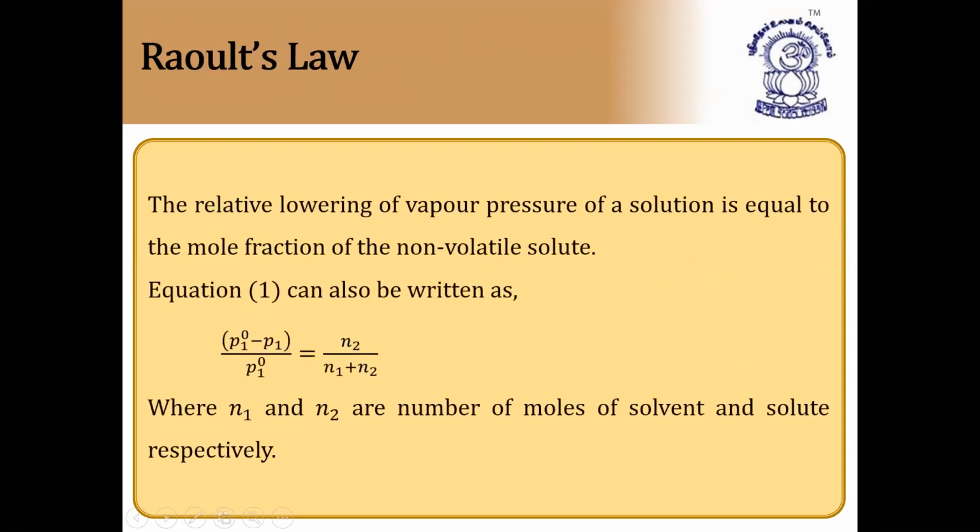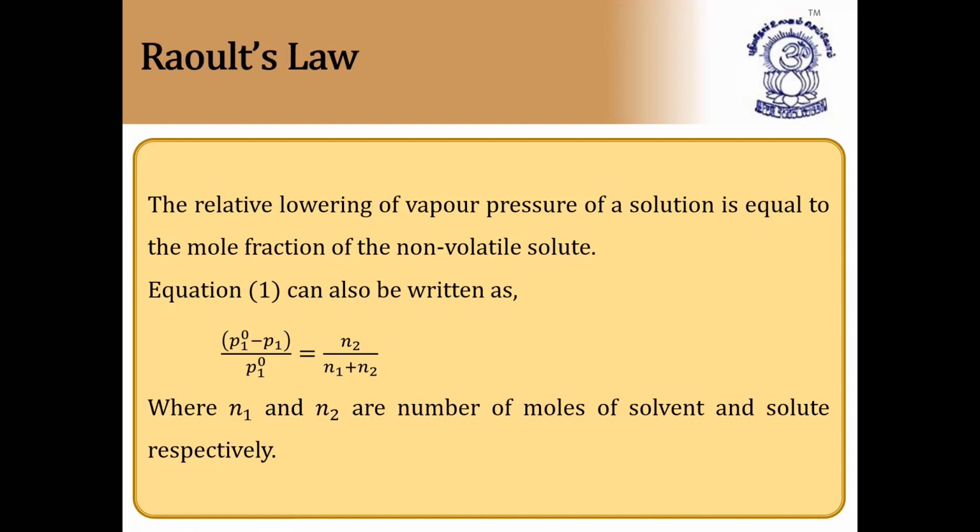So by this you can say relative lowering of vapor pressure is equal to the mole fraction of solute, that is N2 by N1 plus N2, where N1 and N2 are the number of moles of solvent and solute respectively. So the relative lowering of vapor pressure of a solution is equal to the mole fraction of the non-volatile solute. This we got from Raoult's law.